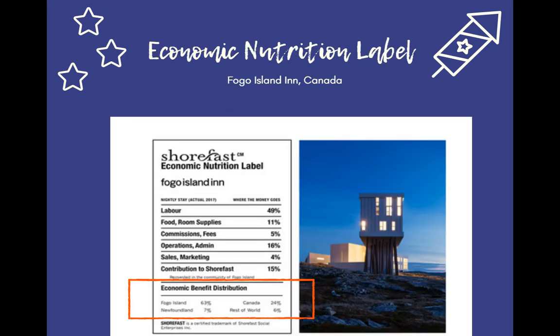Finally, I love this economic nutrition label from Fogo Island Inn. Now, pricing transparency is a separate trend all of its own, and it's not always about local love. But in this instance, travellers who stay here know they're truly benefiting the local community. And you can see that 60% or more of their dollars stay on Fogo Island. And that's definitely not a budget hotel, so that's a lot of dollars, by the way.